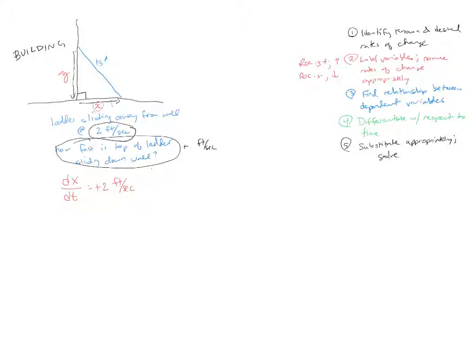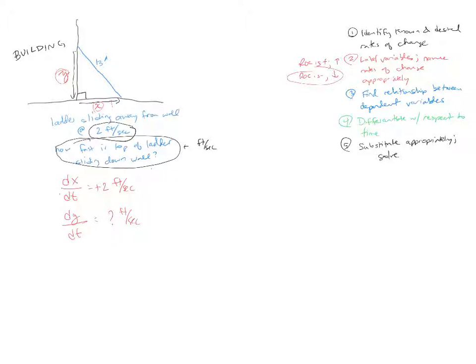The thing we're looking for is how fast the top of the ladder is sliding down the wall, which is the change in this as time passes. So what we're looking for is dy/dt. We know that's going to be in feet per second, and since it's sliding down the wall, the y value as time passes is getting smaller, so that rate of change would come out being negative. All right, so known rate of change, unknown rate of change.